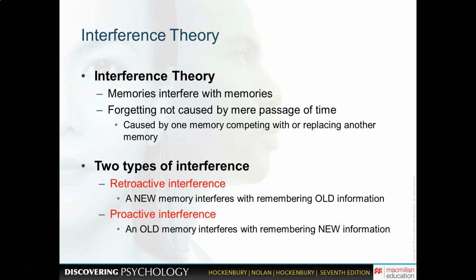All right. Another reason we tend to forget things is what's known as interference theory. Interference theory basically refers to memories interfering with other memories. So that refers not to memory loss because of the passage of time, but to memories that compete with each other or even replace each other.